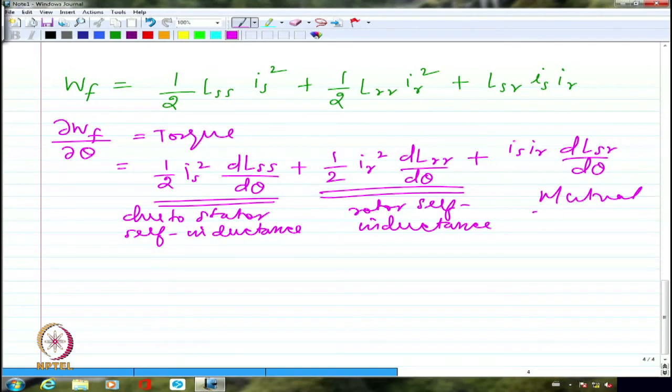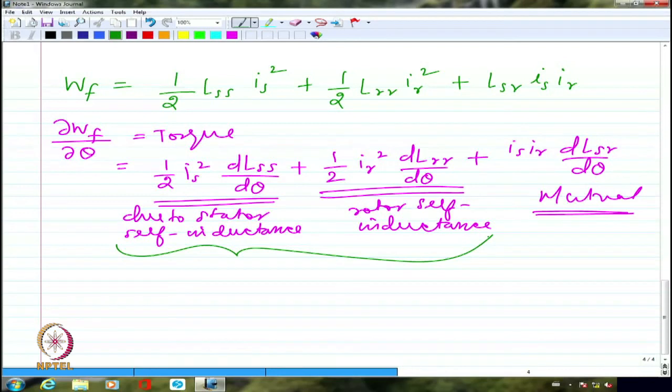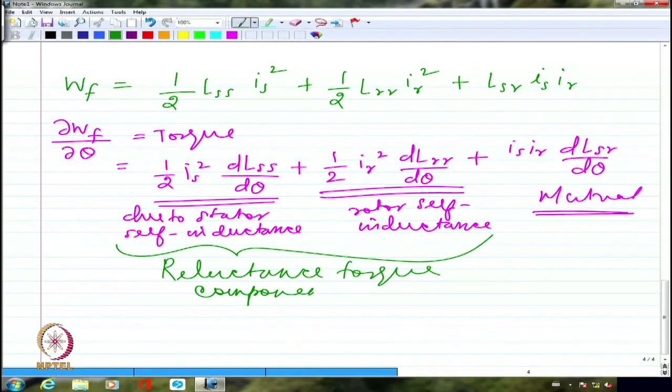So this is due to the mutual inductance that is coming up between the stator and rotor, and the interaction between the stator and rotor currents. So if I may say that these two are due to variation in the reluctance, the self-inductance variation is essentially due to the variation in the reluctance path. So these two are generally known as reluctance torque components. So these are reluctance torque components.